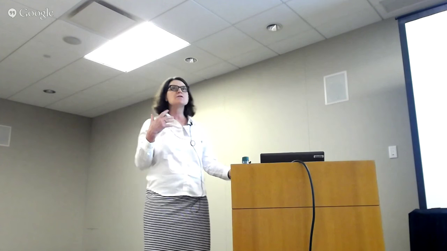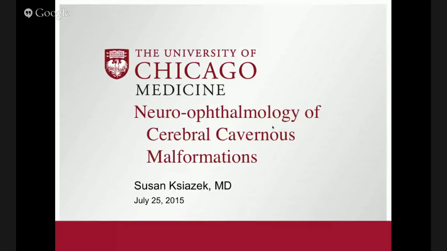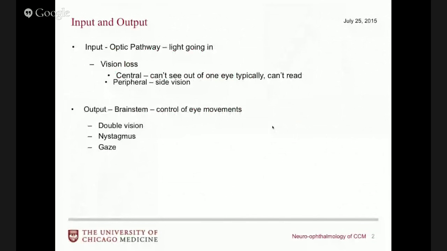And what you find with input is that you get vision loss, where you don't see out of typically one eye, or you can't read. And the vision loss can be in the center, which is the fine reading vision. And also you can have vision loss off to the side, or your peripheral vision. So those two things can be affected as the ingoing.